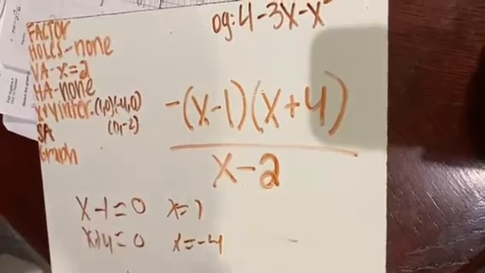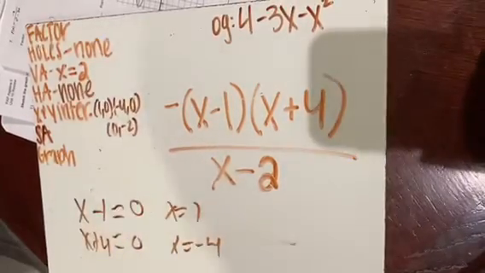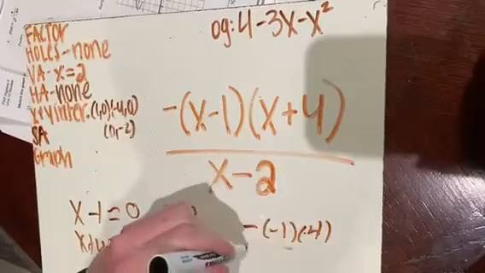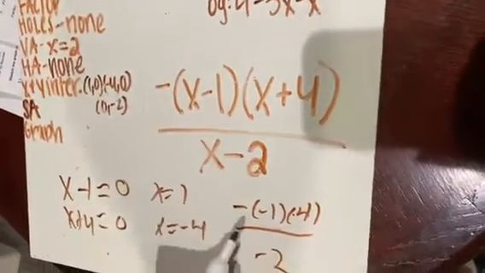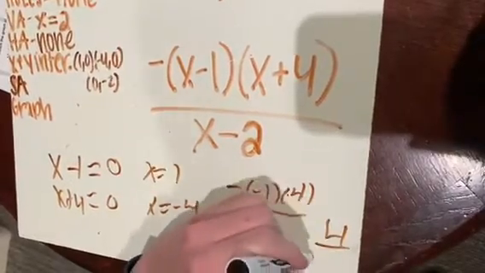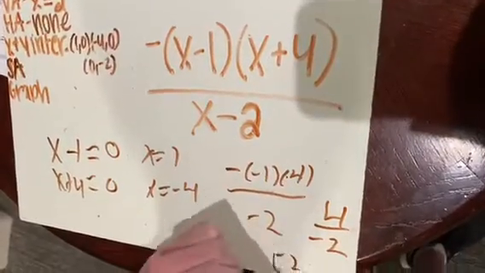For the y-intercept, you set the x's to 0, so you get negative 1 times 4 over negative 2. Negative 1 times 1 is going to be 1, times 4 is going to be 4, so we end up with 4 over negative 2, which is going to equal negative 2.